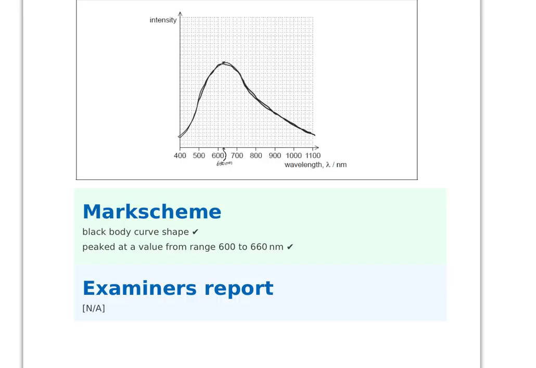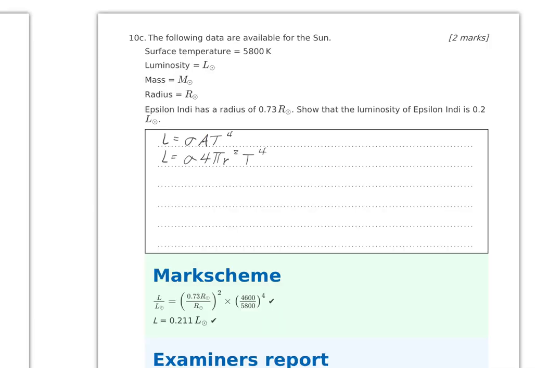And the black body curve is kind of like a normal distribution, but it's skewed towards longer wavelengths. Higher, lower frequencies, longer wavelengths. Wait, no, it's skewed towards the shorter wavelengths and higher frequencies. It skews left. So there we go.